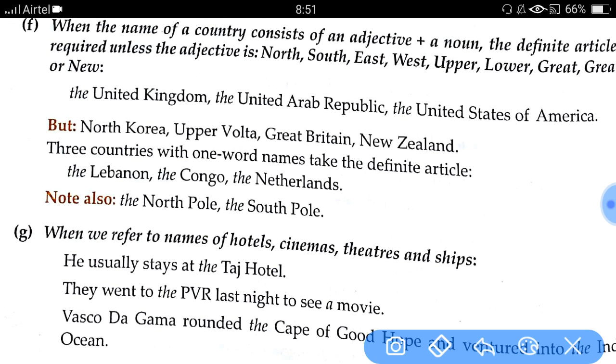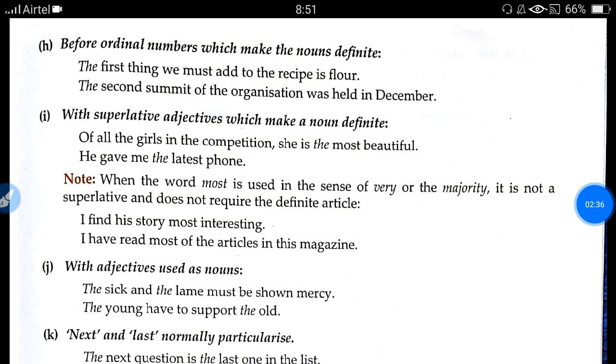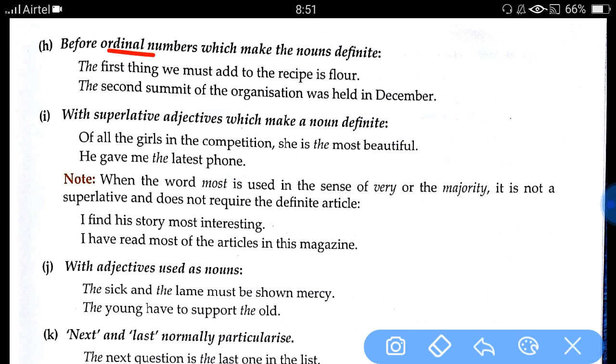Here we have when we refer to names of hotels, cinemas, theaters and ships. So we have the Taj Mahal, or the PVR last night. So we have in this the different places where the is used. Let's continue. Next we have before ordinal numbers: the first, the second, the third. Then we have the superlative adjective, that is the most beautiful, the latest font. So it is used before the superlative adjective.